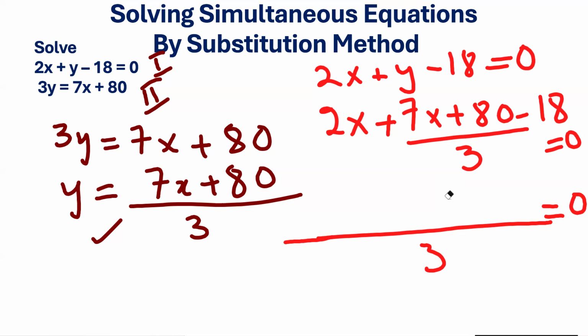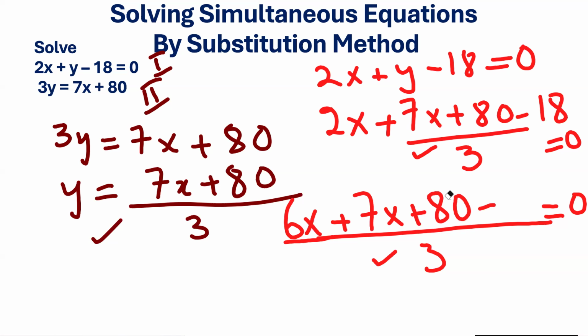After taking LCM, which is 3, what is the numerator term? 3 2s are 6. Now 7x plus 80. You should not multiply anything with 7x plus 80 because the denominator is already 3. And here also, LCM is 3, so this 18 should be multiplied by 3. 18 multiplied by 3 will give you 54. Right? Now you have to solve the like terms.